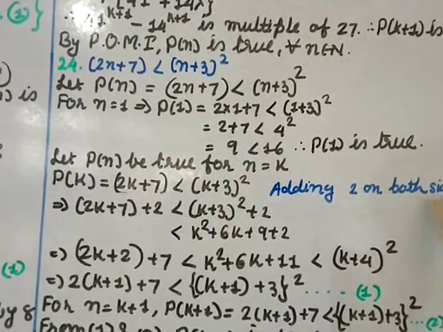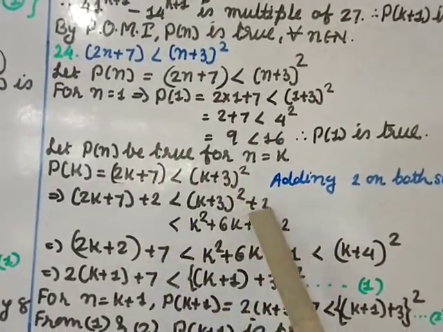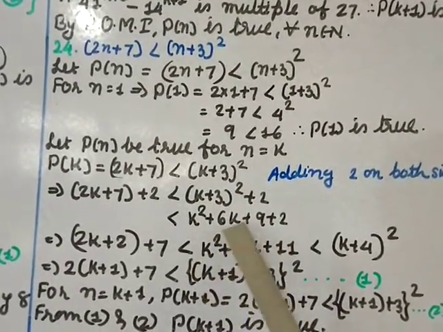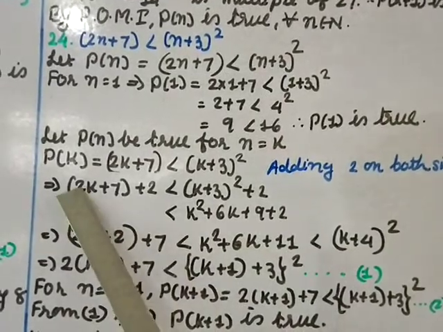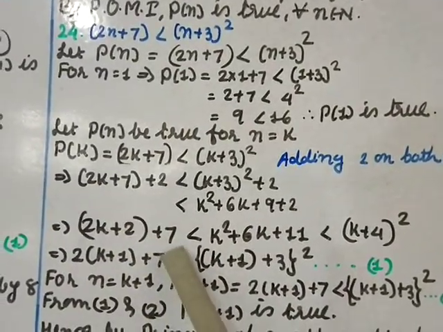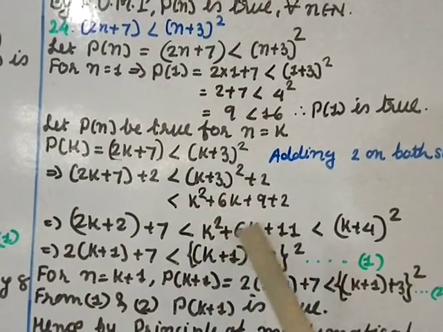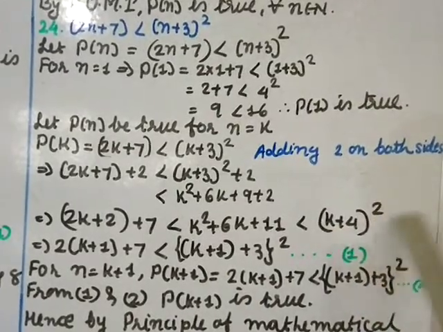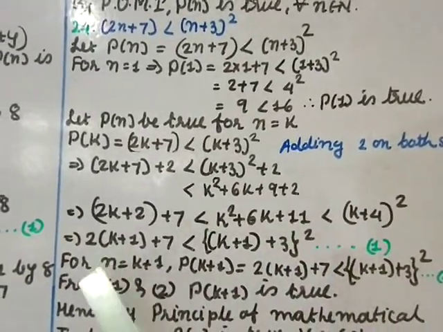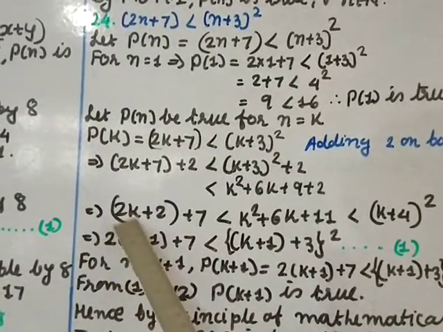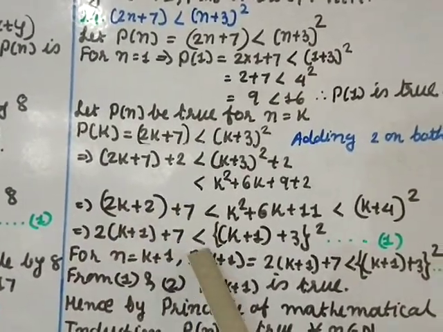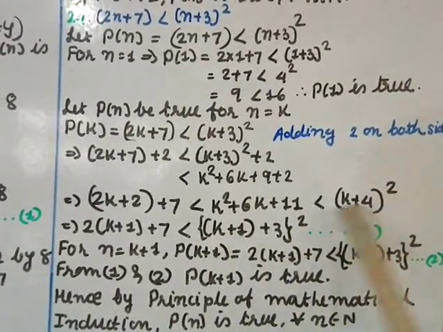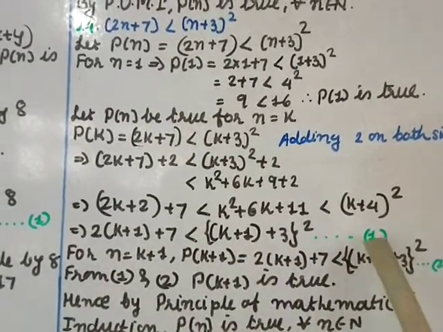So adding 2 on both the sides. Here expand using a plus b whole square. So this gives you k square plus 6k plus 9 plus 2. This one, 2k plus 2 together, and plus 7 I am writing separately, less than k square plus 6k plus 9 plus 2 is 11, and this value is definitely less than k plus 4 whole square. If you expand this you can compare. Now what we have proved is from these two I can take 2 common. Here remains k plus 1 plus 7 less than k plus 4, which can be written as k plus 1 plus 3 whole square. Because k plus 4 I am dividing into 3 plus 1, and this is equation 1.